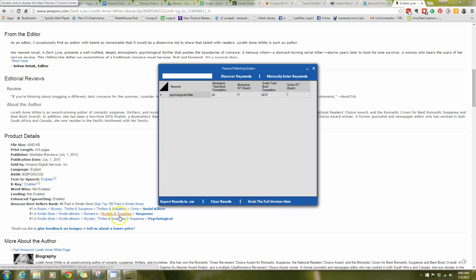We could also do mystery and suspense. The more general you go, the more competition there's going to be, of course, but it will give you a good idea of how you can actually position your fiction book or your children's book.